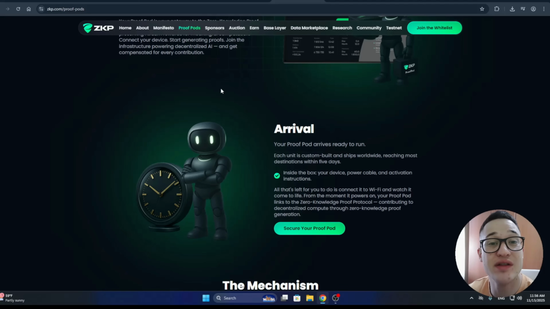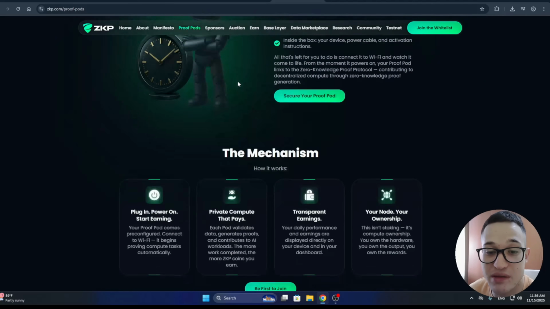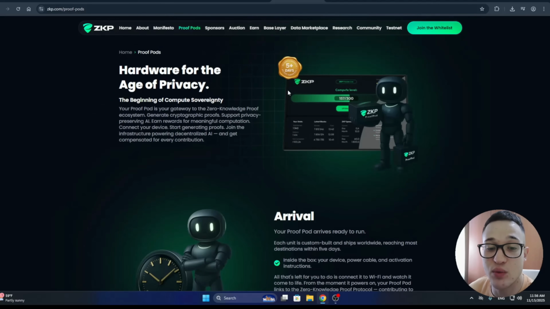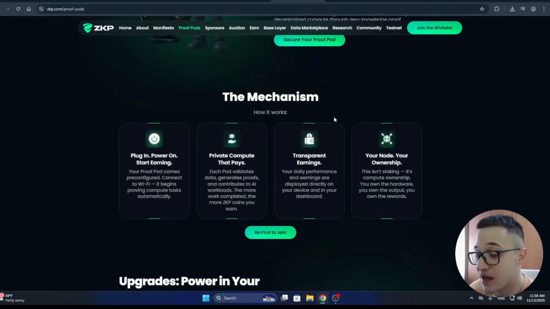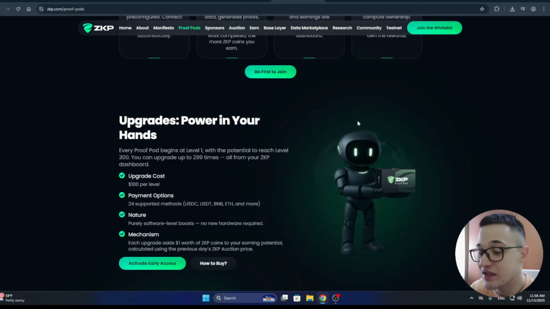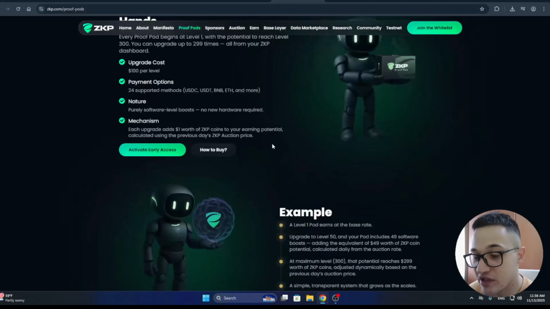And remember that $70 million that I was mentioning earlier, that is the hardware that has already been manufactured. So pods start shipping within 5 days of the pre-sale. Keep that in mind when you get into the pre-sale and the whitelist that we're going to be talking about today. So within 5 days of the pre-sale, they start shipping. This is mining reimagined, guys. No wasted energy, just meaningful computation.